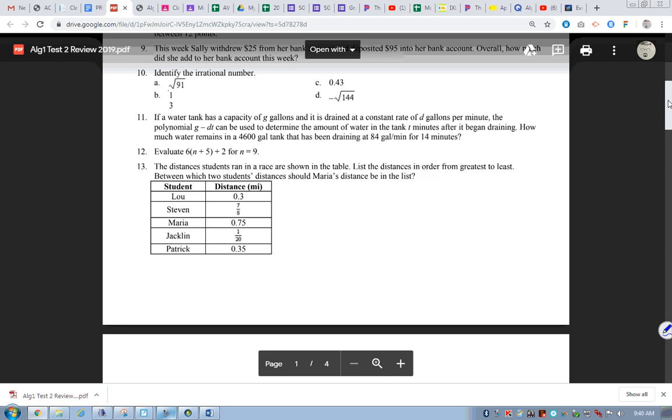What is 7/8 as a decimal? Anybody? 0.875. And 1/20th, that'd be the same as what, 2/10. So that should be what, 0.2. All right, so we want these from greatest to least. Okay, so looks like Stephen would be first, right, with 0.875. After that is what, Maria, with 0.75.